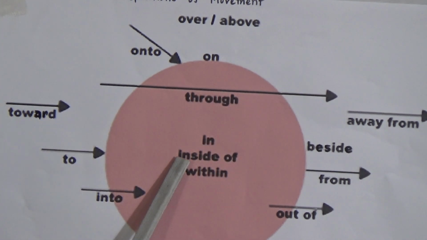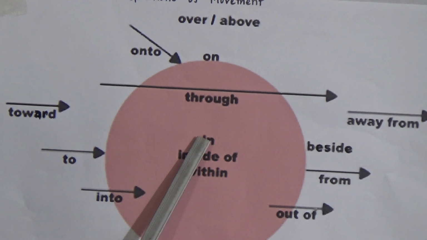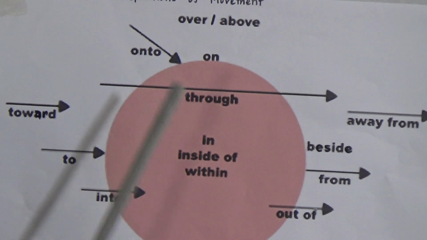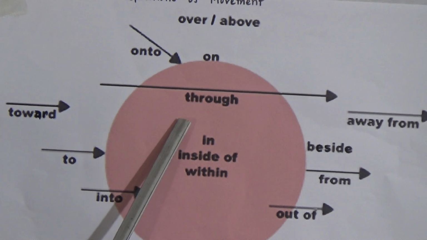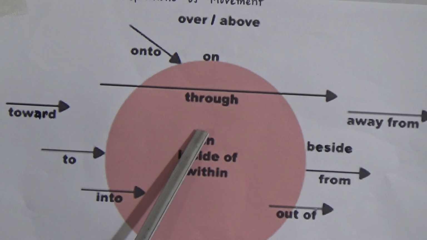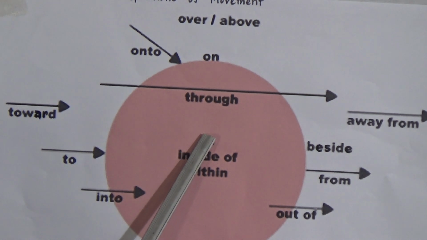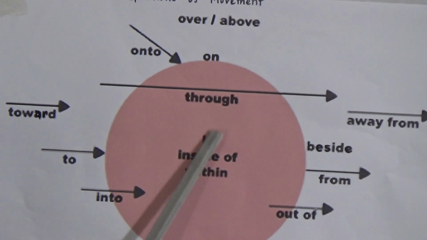And you can also use across. Through and across are almost the same, but there is a little difference. If you want to use across, there will also be a movement from one side to the opposite side, but you will not go through something. That means you will go across the road or river.